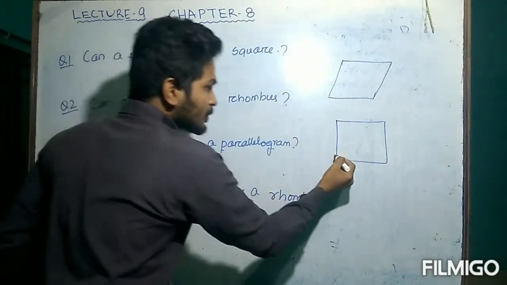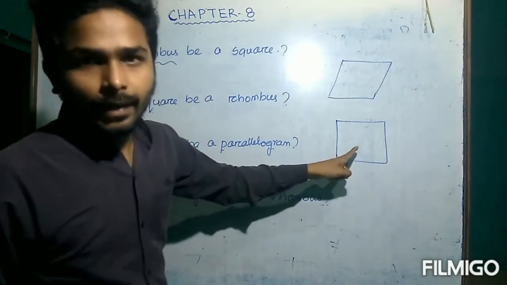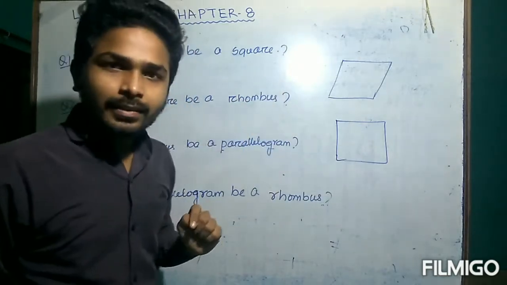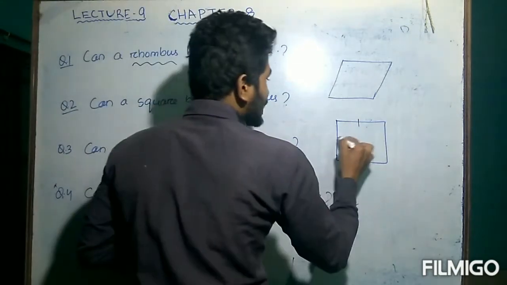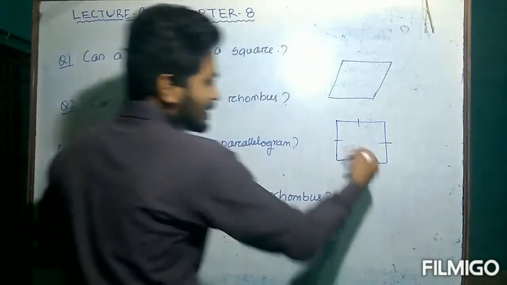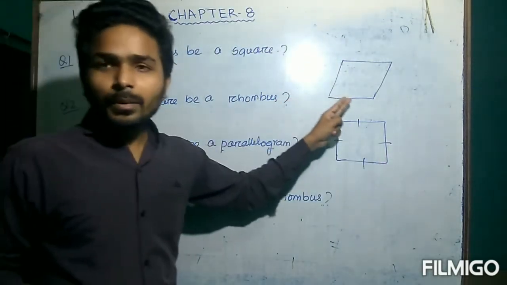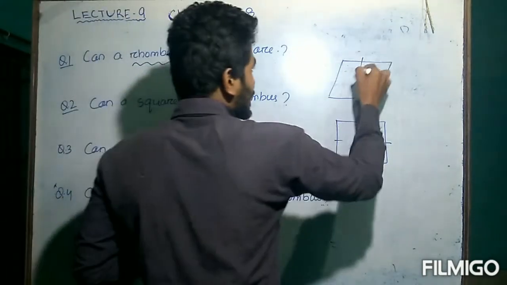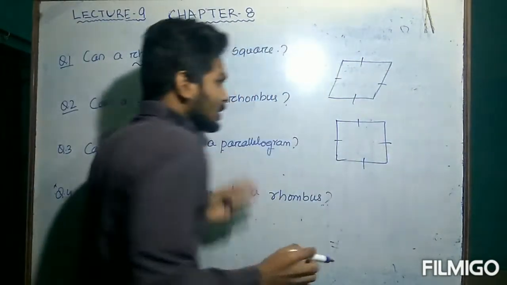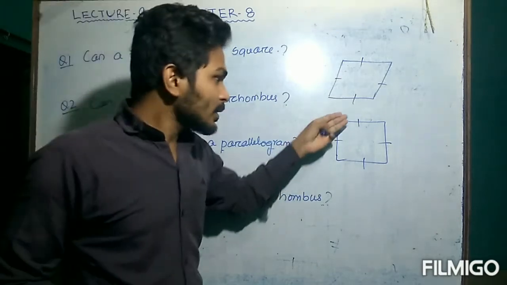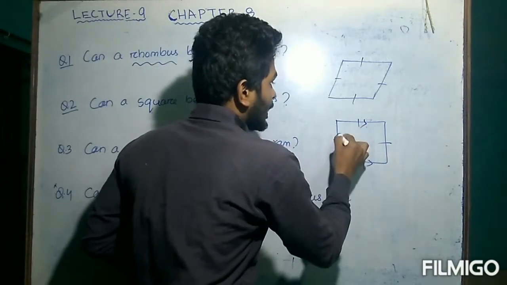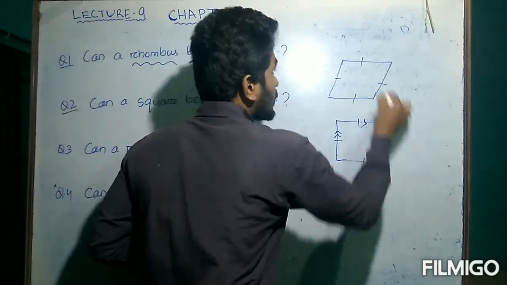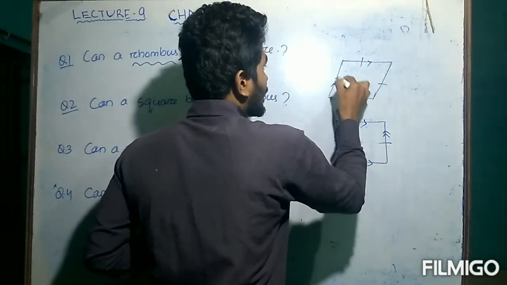Now, the first property of a square is it should be a quadrilateral, and a rhombus is a quadrilateral. First property is clear. Second property, all the 4 sides are equal in the case of a square, and in the case of a rhombus also all the 4 sides are equal. Third property, here the opposite sides are parallel, right? And in the case of a rhombus also the opposite sides are parallel.